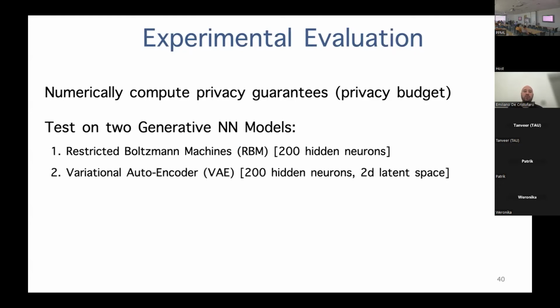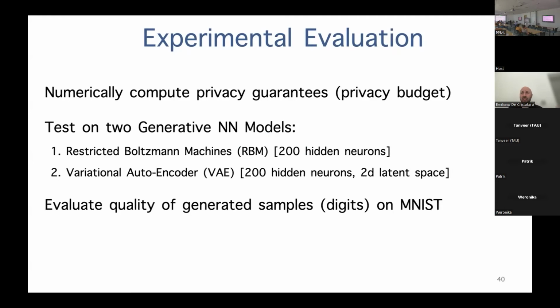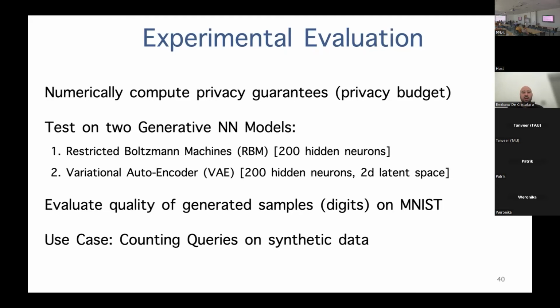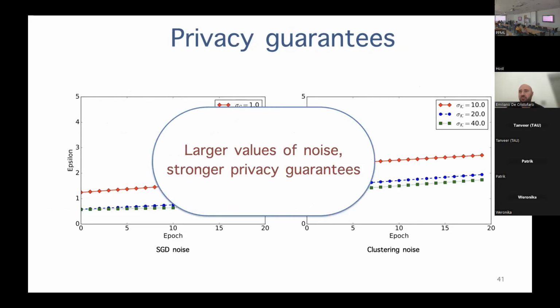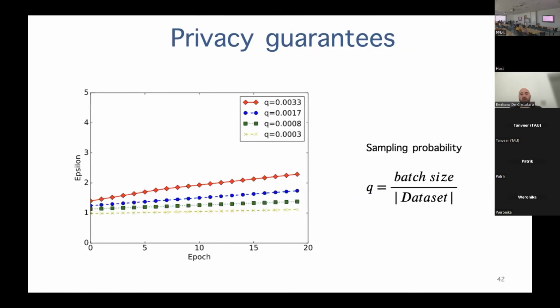So we run both restricted Boltzmann machines and variational autoencoders, and we have experiments on images, for which the utility is really given to you by the visual quality of the generated samples, and then we do it also on tabular data. Okay, so counting queries. Okay, so privacy guarantees. Like I said, we use the analytical approach, differential privacy. This is nothing surprising, given by our proofs and by our plots. More noise, more privacy. Okay, this is not surprising.